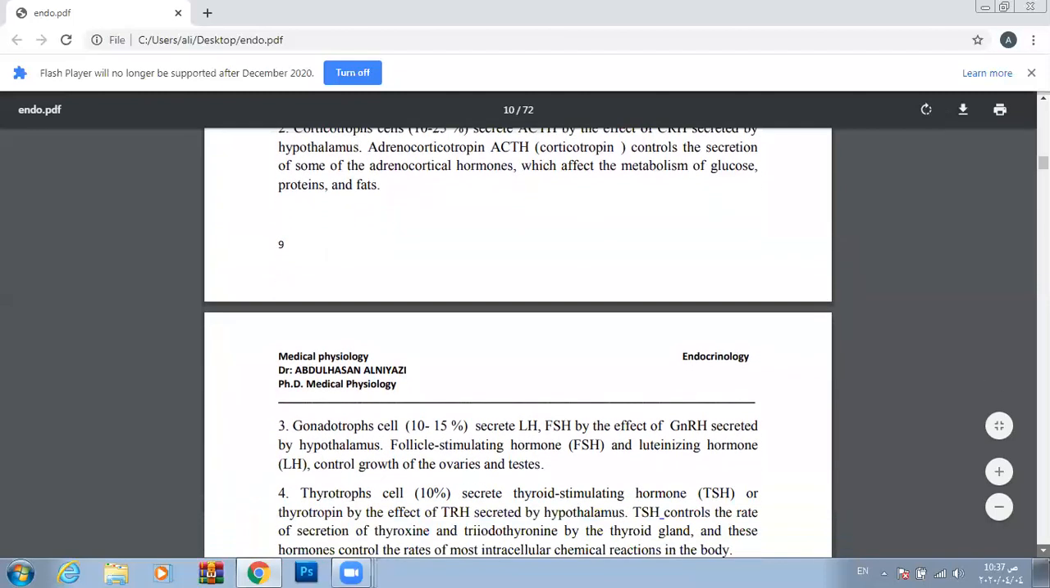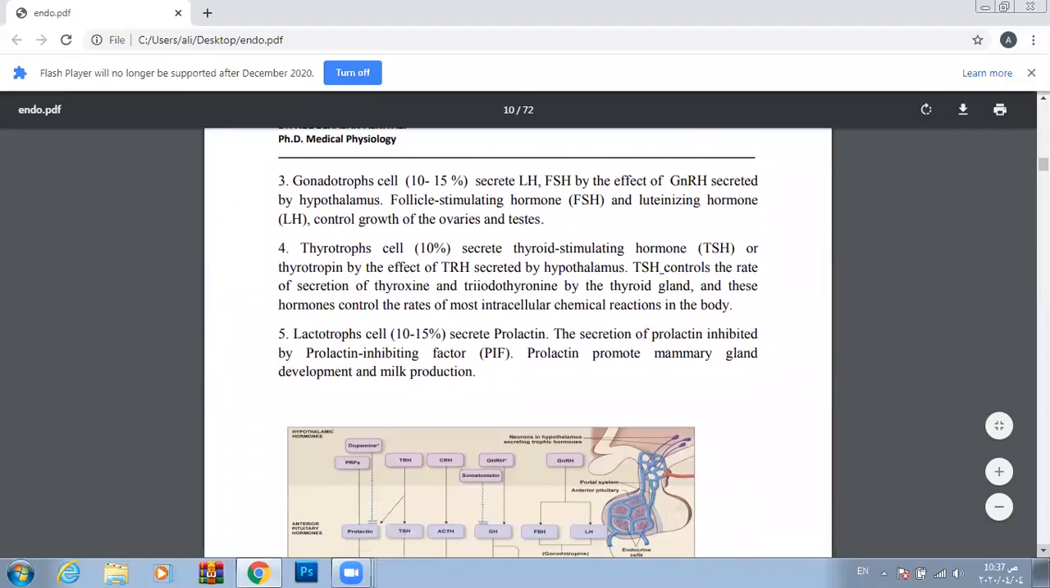The third cell, which is called gonadotroph cell, 10 to 15%, secretes luteinizing and follicle stimulating hormone under the effect of the gonadotropin releasing hormone, which is secreted by the hypothalamus. Follicle stimulating hormone and luteinizing hormone control the growth of ovaries and testes.